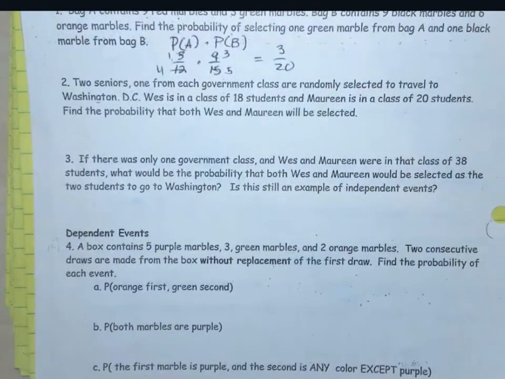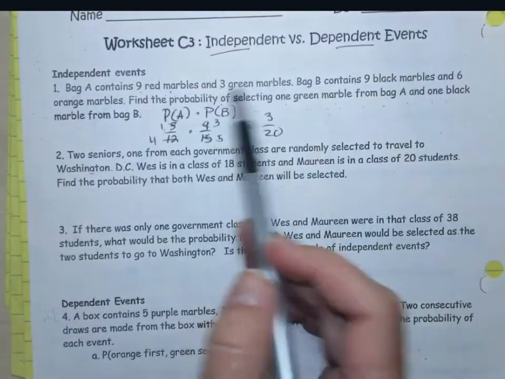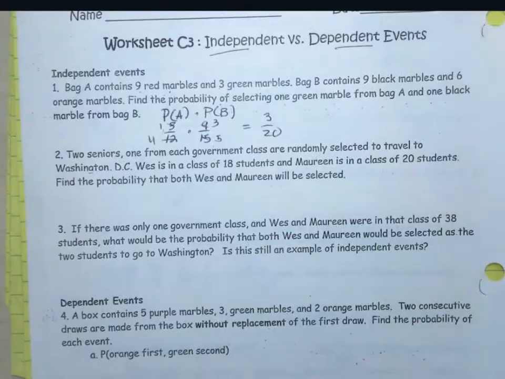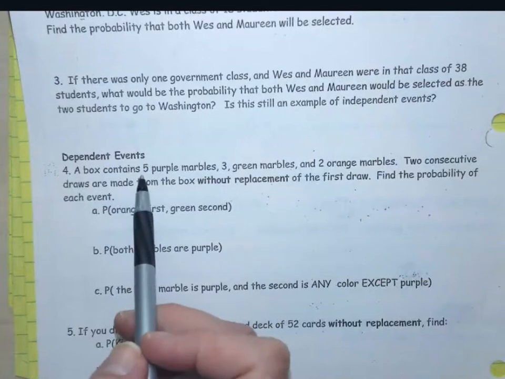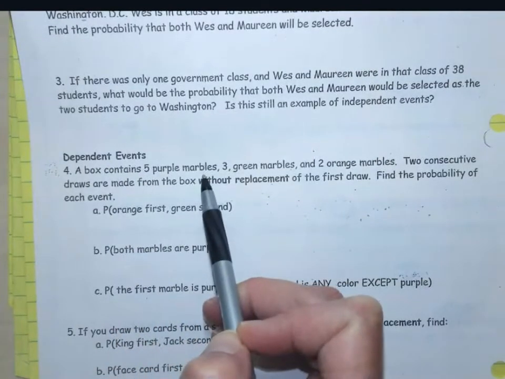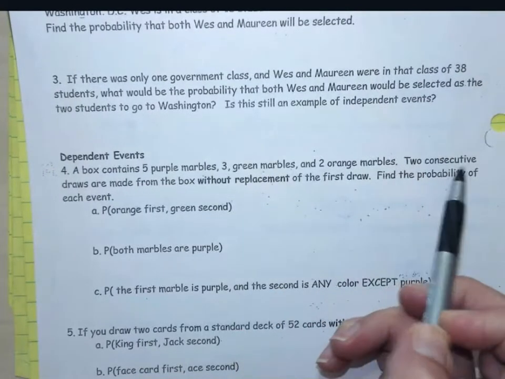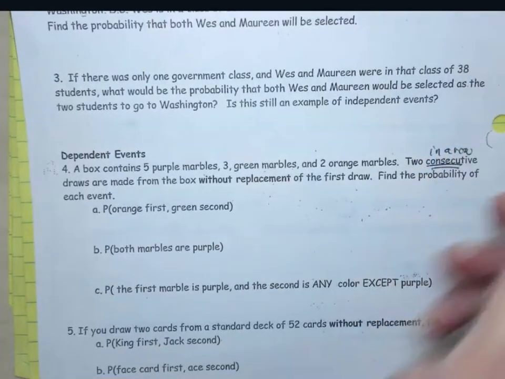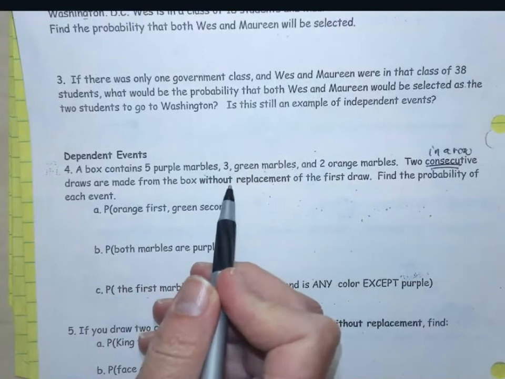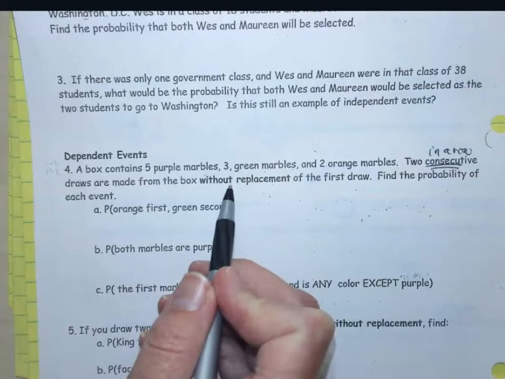All right. So now dependent means one influences the other. So this one, the bags were totally separate. One didn't influence the other. Now let's look at number 4. A box contains 5 purple marbles. Let's say M&Ms. 3 green M&Ms and 2 orange M&Ms. 2 consecutive. Consecutive means in a row. Draws are made without replacement, meaning after I draw it and look at it, I don't throw it back in the bag. Maybe I draw it, look at it, eat it, and then I'm drawing from the second one.